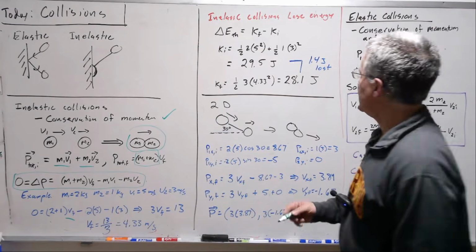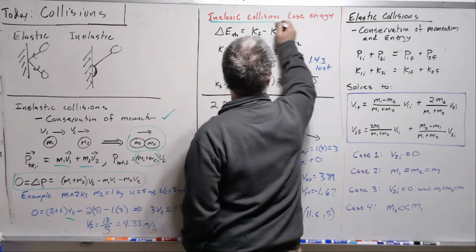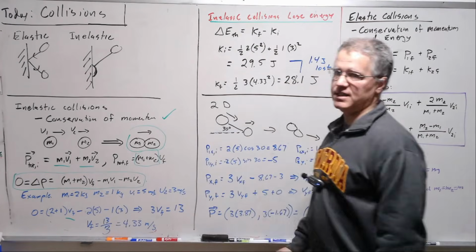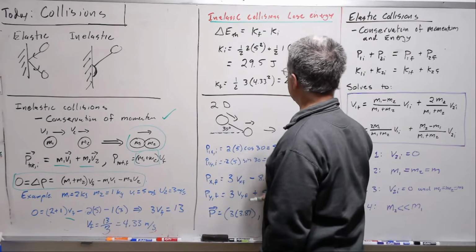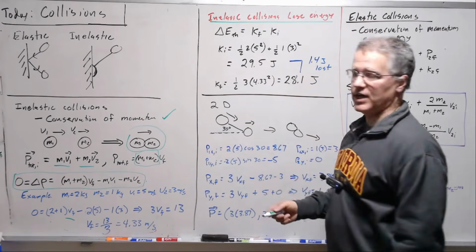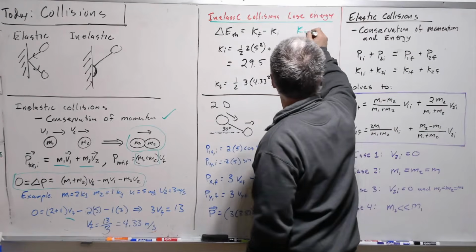Now, let's check to see if energy is conserved. And we said it isn't in an inelastic collision. So let's just calculate the kinetic energy of these before and after the collision. So we use the 1/2 mv squared kinetic energy formula.